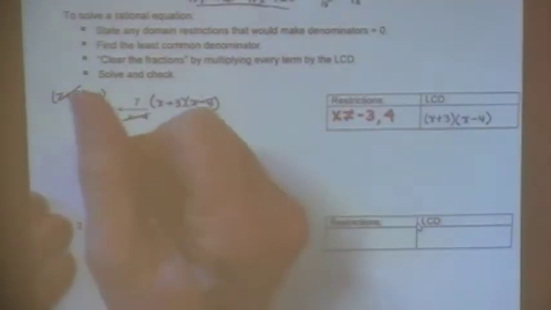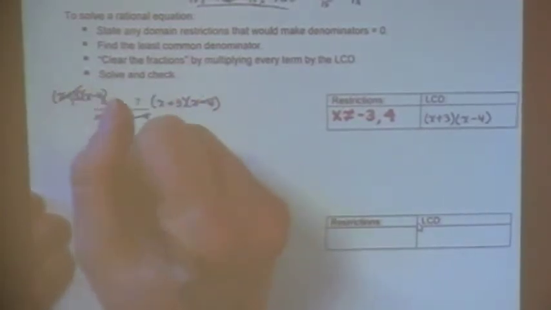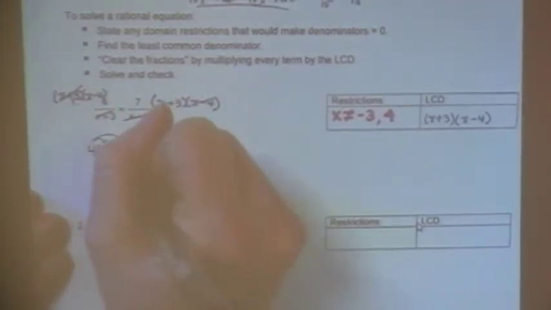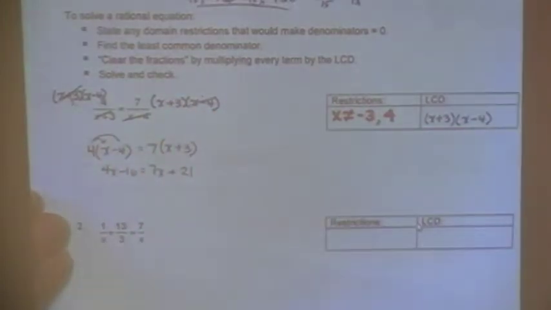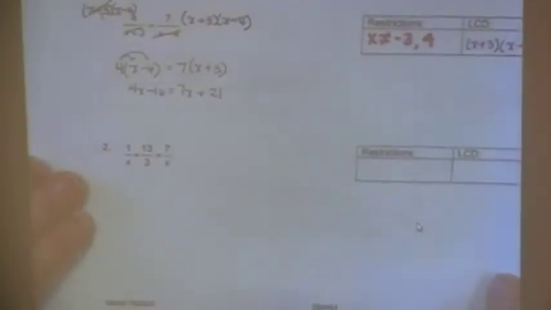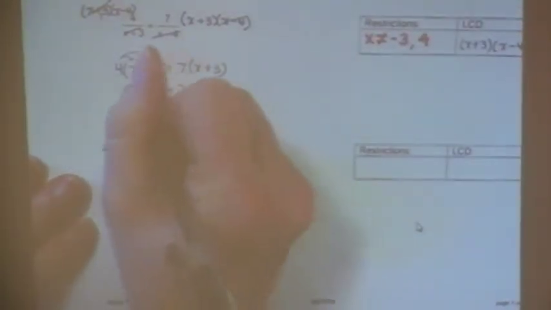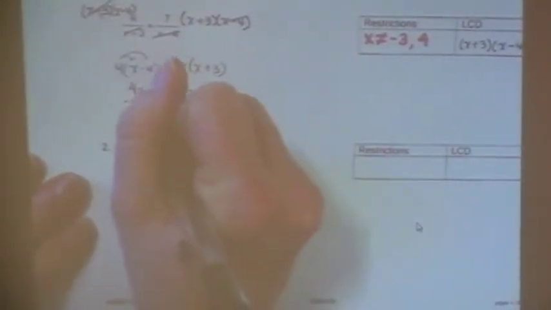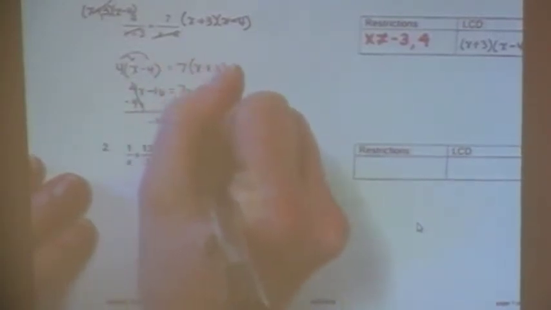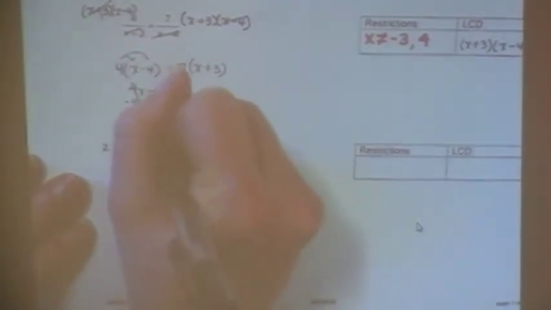Okay, so now we're just going to go ahead and finish this. So I have to distribute my 4. And then we're solving for x. So I got x equals negative 37 thirds.